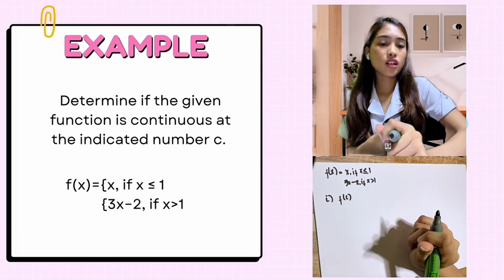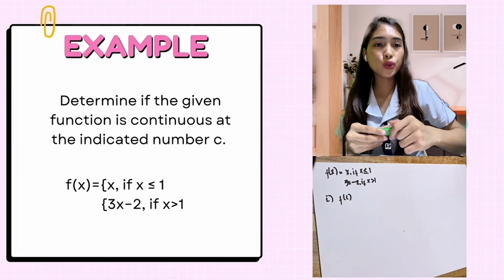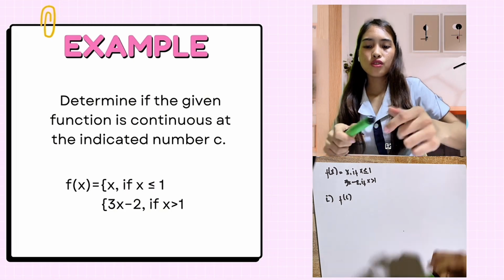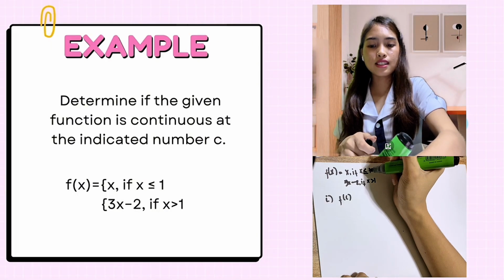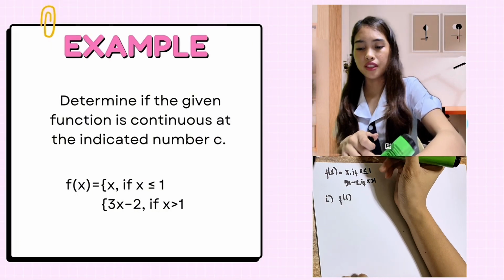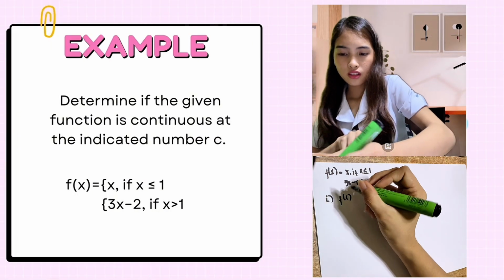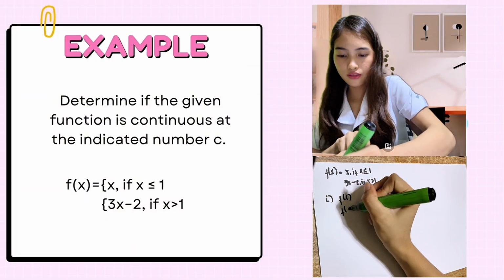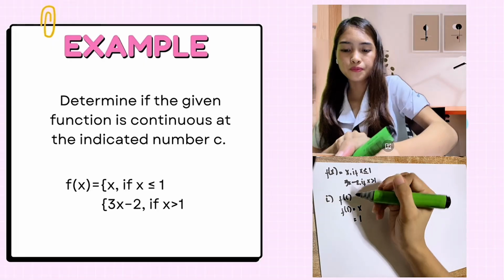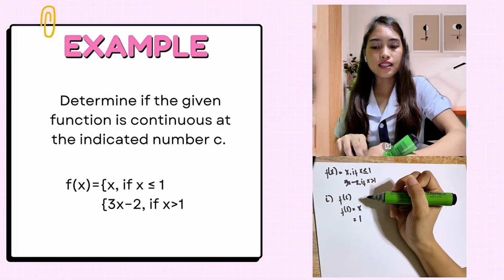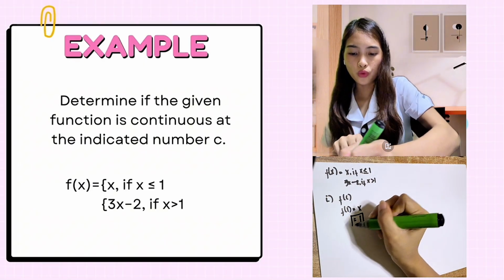So para makuha nato si f of c, we need to look for the equal sign in the given. So here is the equal sign. f of x is equal to x if x is less than or equal to 1. So our f of x is x, f of 1 is equal to x, so equal to 1. So our f of c is defined and equal to 1.